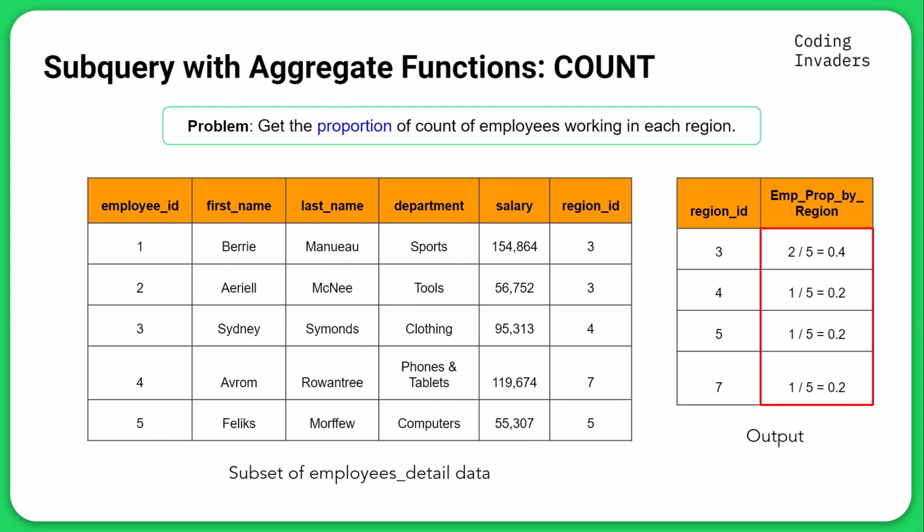Total number of employees is 5. In region ID 3, we have 2 employees. So 2 divided by 5 gives 0.4, or 0.4 is the proportion of employees that you have in region ID 3. Similarly for region ID 4, 5 and 7. Now that you got the concept, let's try this with the much larger employees detail table on Metabase. We will see the code and output over there.